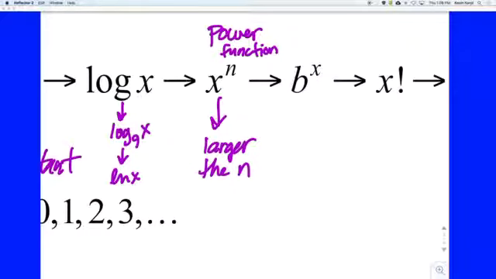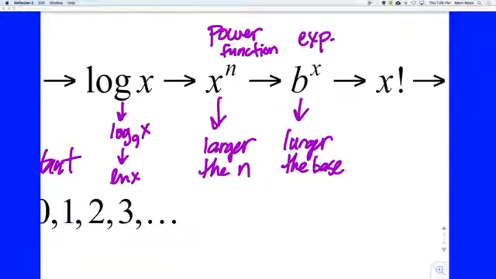So what grows faster than power functions? These forms, b to the x. These are your exponential functions, okay? And they also have their own hierarchy. The larger the base, the faster the growth. So e to the x grows faster than 2 to the x, 10 to the x grows faster than e to the x, and so on and so forth. The logs are the ones that are backwards, okay?